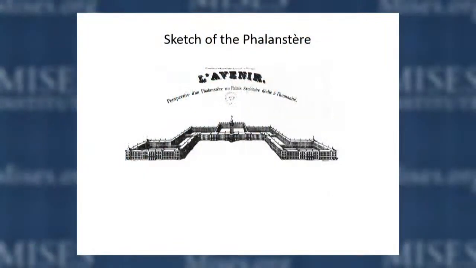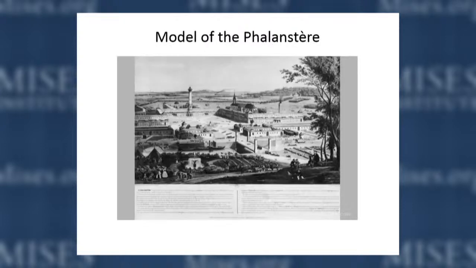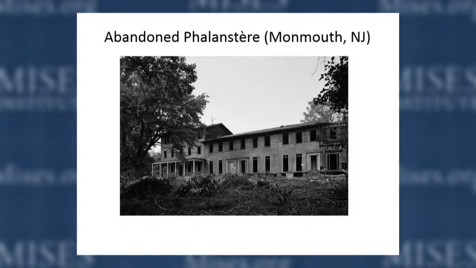He actually drew a picture of it. This is what it would look like, okay? So all human communities would be organized in this way, and people would live in these types of structures. He also built a model of it, all right? And here is one phalanstère, which is near my home in Monmouth, New Jersey. It's now abandoned and spooky, and it's ugly, okay? Doesn't look like it's fit for human habitation.